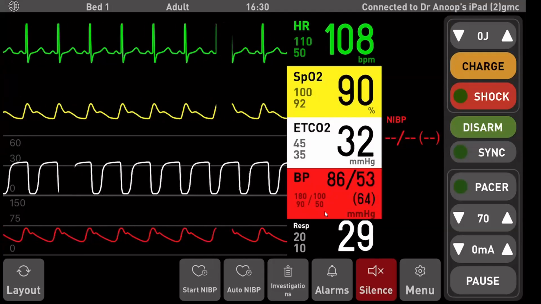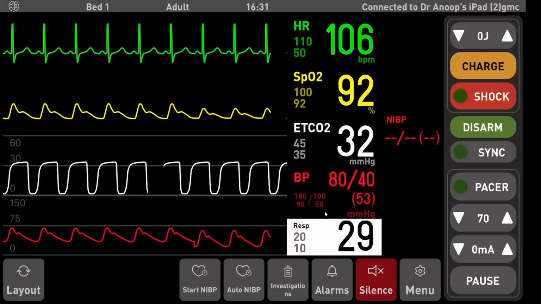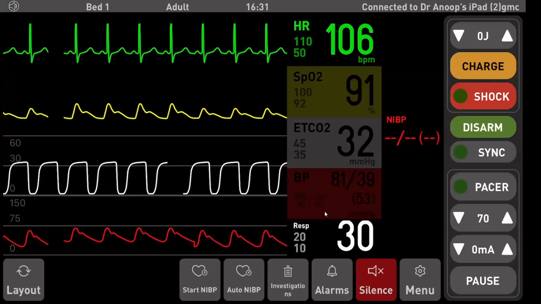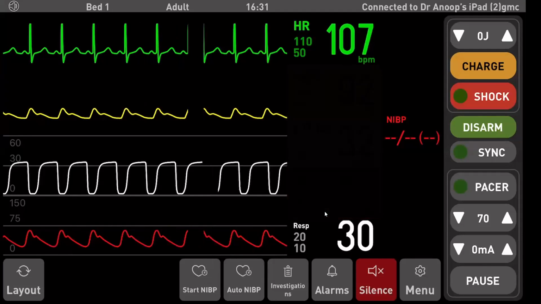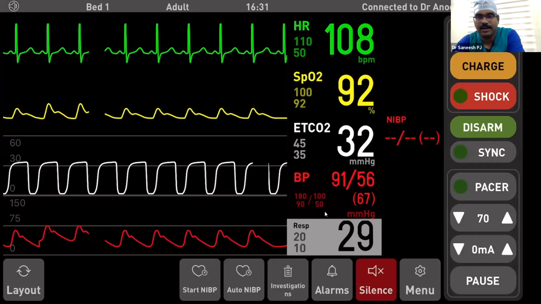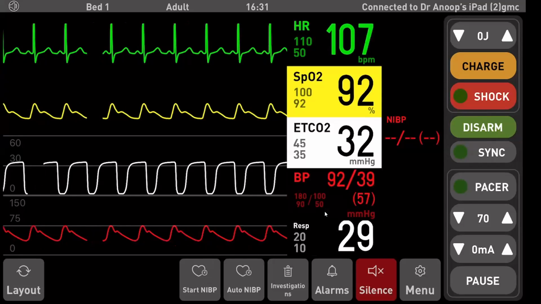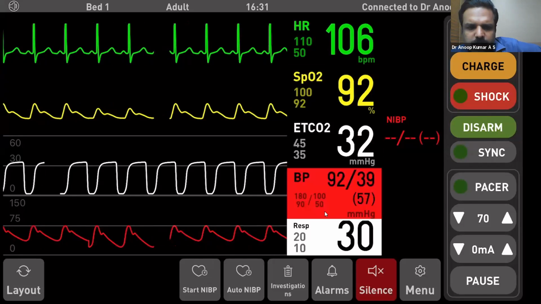Now still BP is on the lower side, sir. I will increase the noradrenaline, and I will catheterize the patient to monitor the urine output. Okay, catheterized and only 100 ml came. And obviously we will give the antibiotics, sir. Antibiotic was given already. You told, no? Yes, you have given antibiotic.